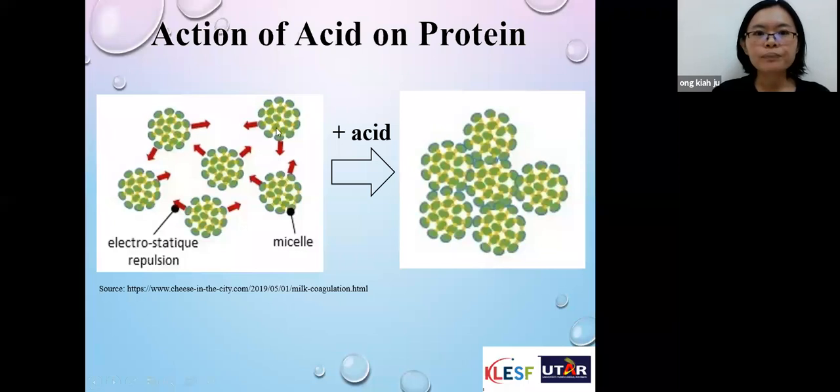Initially, the protein that is found inside the milk is in this condition, as you can see on your left hand side. But once you add in acid, the shape of the protein is changing. So you will see all the proteins are actually clumped together to form your curd. Okay, so this is what happens when you add acid to the milk.